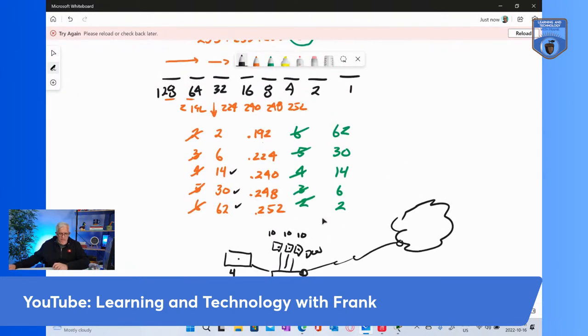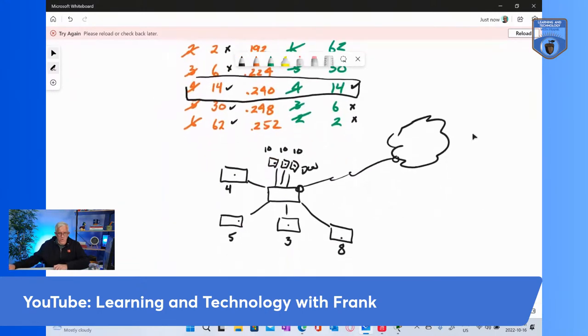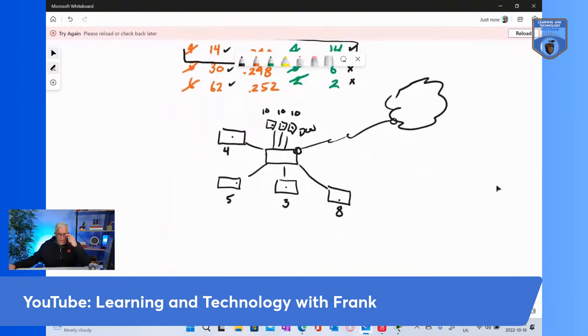Will this give me 10? Yes, it will. Will this give me 10? No, it won't. No, it won't. So these ones didn't give me enough networks. These ones don't give me enough hosts on the networks. This means I have one choice and one choice only. I have to use the 240 subnet mask. So that's the subnet mask that I'm going to use. Cool. See how I was able to solve that problem?